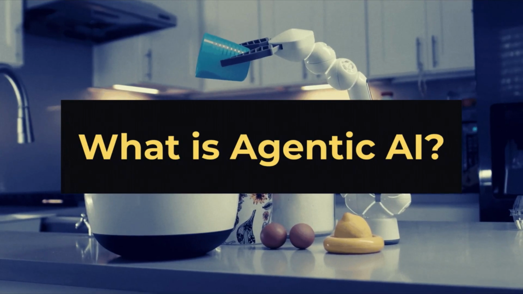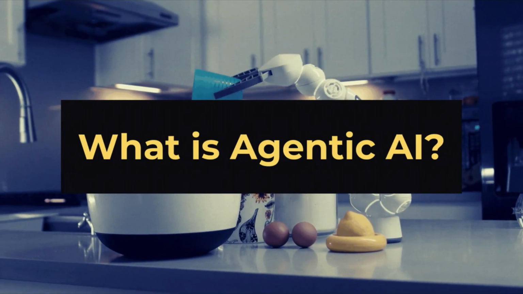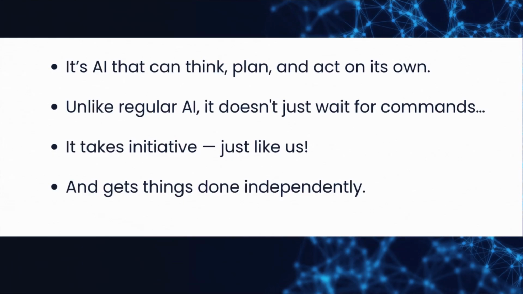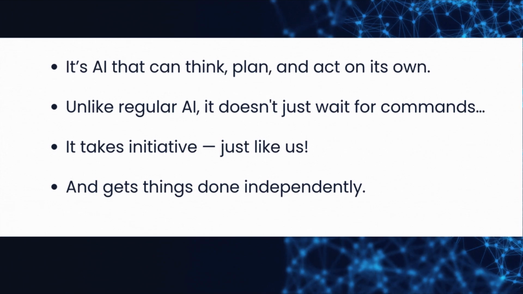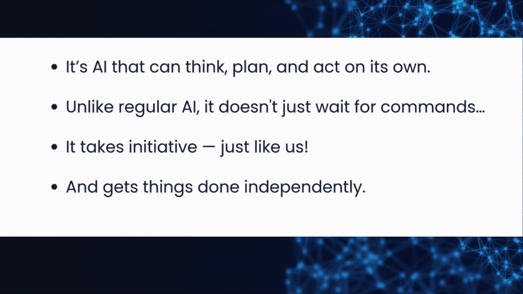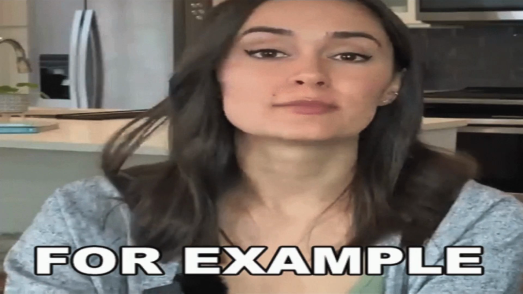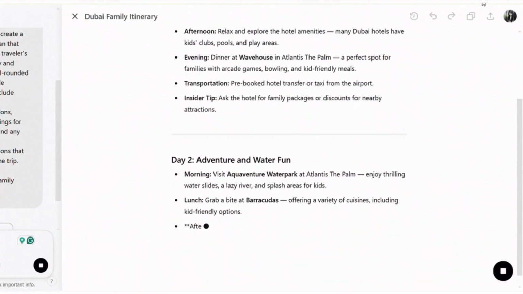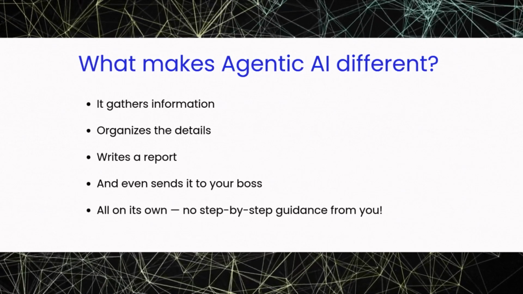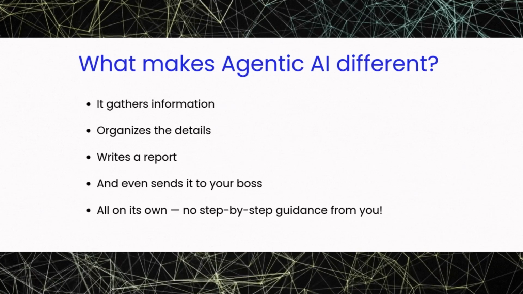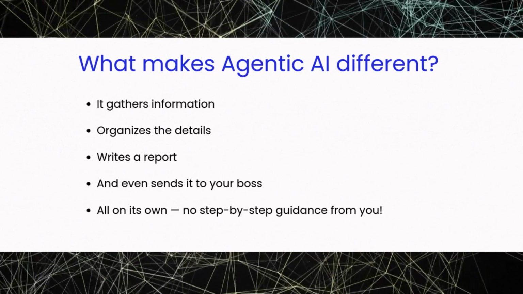Before we jump into the roadmap, let's first get a clear idea of what Agentic AI really means. Agentic AI refers to AI systems that can act on their own. They don't just wait for commands like regular AI models. They think, plan tasks, and get things done by themselves. Let me give you an example. A normal AI like ChatGPT gives you information when you ask for it. But an Agentic AI does more. It gathers info, organizes it, writes a report, and even sends it to your boss, all without you guiding every step.